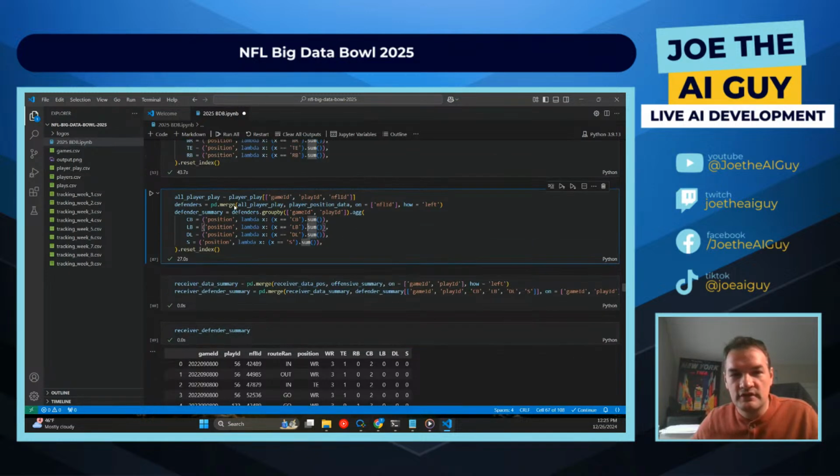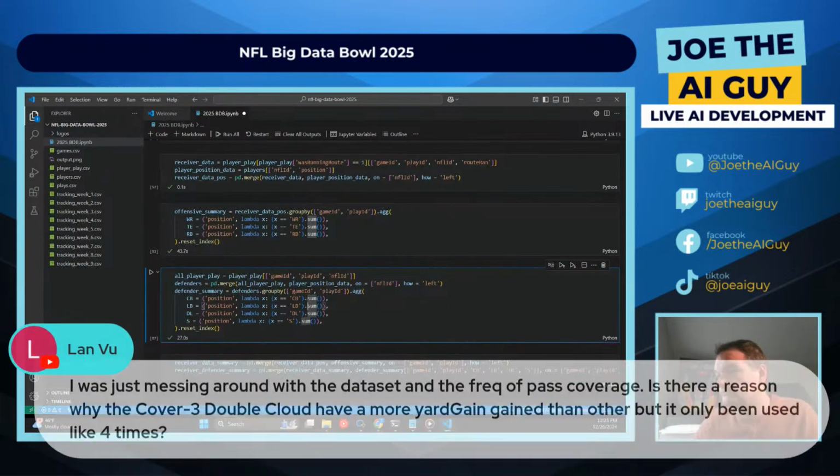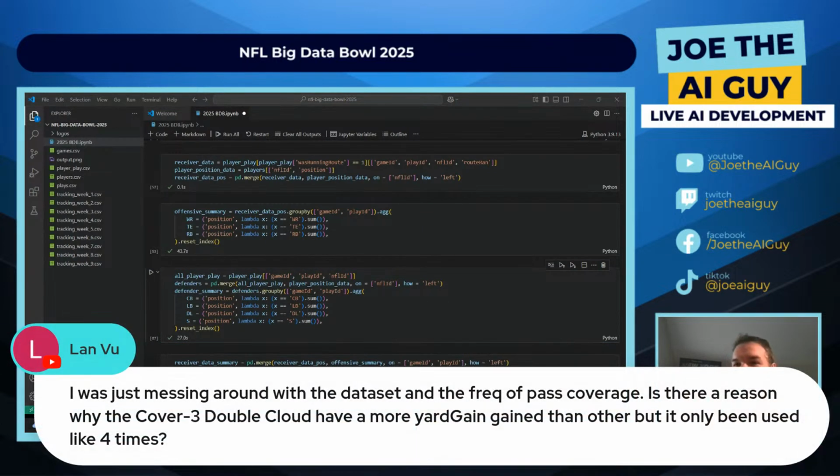Okay, let's look at the position data because not all of them was just coming through. Well, let's come back to your question. I was just messing around with the data set and the frequency of pass coverage. Is there a reason why the Cover 3 double cloud have more yard gained than others, but it's only been used like 4 times?